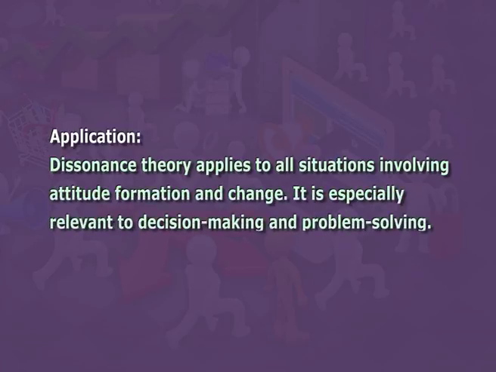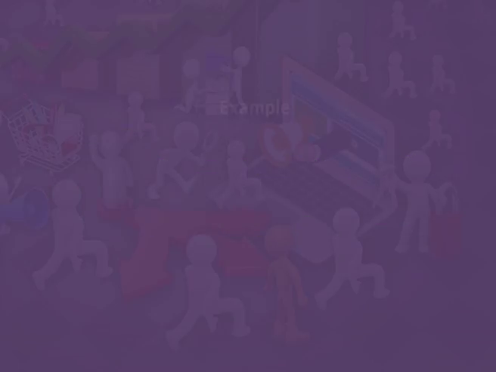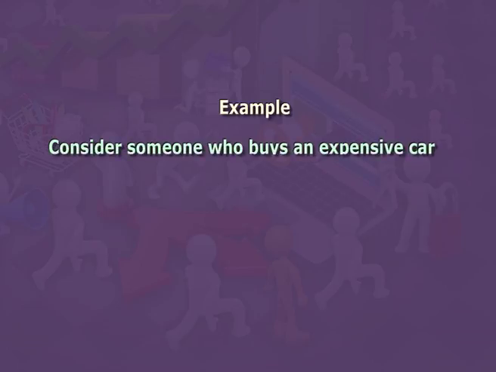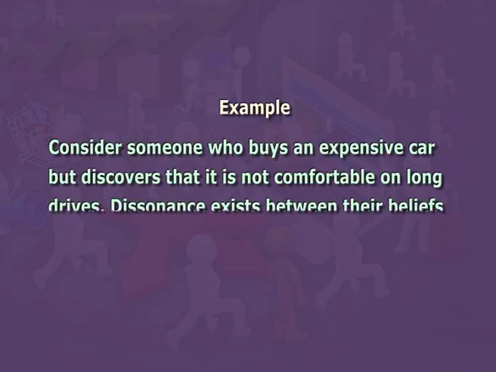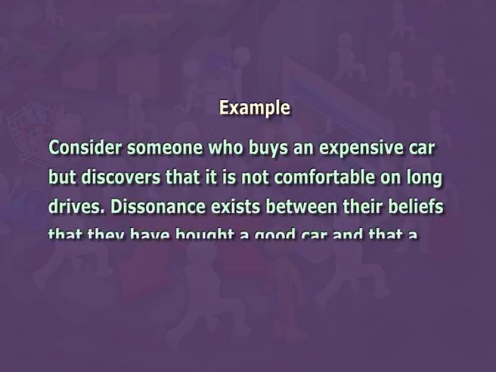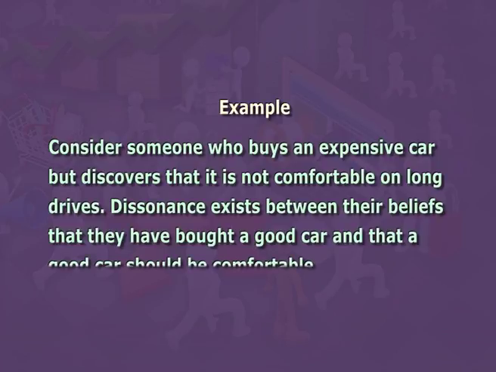It is especially relevant to decision making and problem solving. For example, consider someone who buys an expensive car but discovers that it is not comfortable on long drives. Dissonance exists between their beliefs that they have bought a good car and that a good car should be comfortable. Dissonance could be eliminated by deciding that it does not matter since the car is mainly used for short trips, that is, reducing the importance of the dissonant belief, or focusing on the car's strengths such as safety, appearance, handling, that is, thereby adding more consonant beliefs.